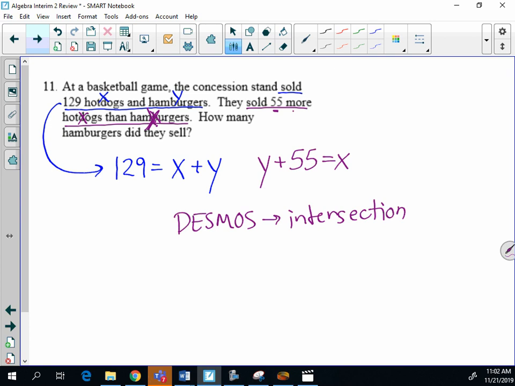Okay, so their intersection is at 92, 37, and that makes sense because those two numbers do add up to 129, and 92 is 55 more than 37. Now here's the trick though. This says how many hamburgers. So you have to look back and you're like, oh yeah, hamburgers were Y. So my final answer would be 37 hamburgers.